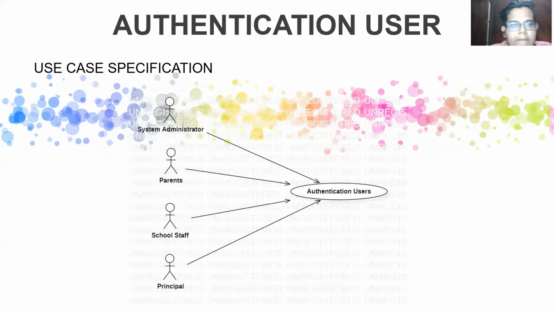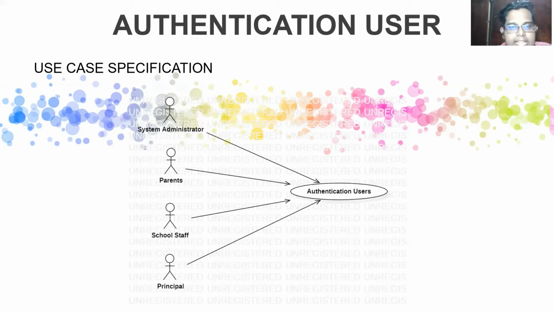So the parent, school staff, system administrator and principal will enter their identity card number and password to log into the system. There is no precondition. The characteristic of activation is event driven. So let me see the basic flow first.